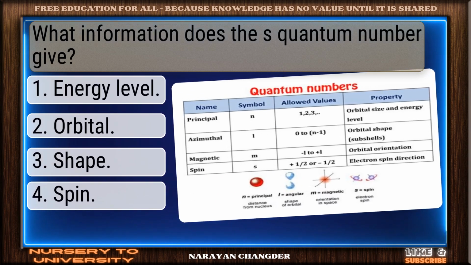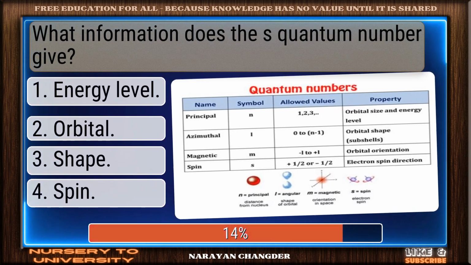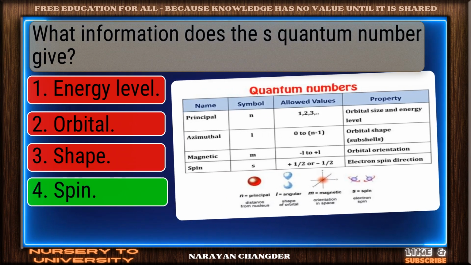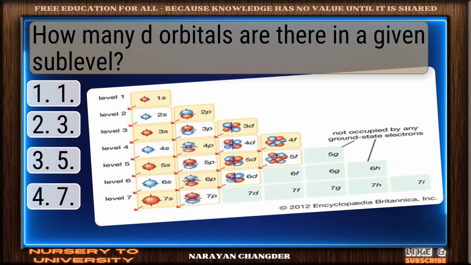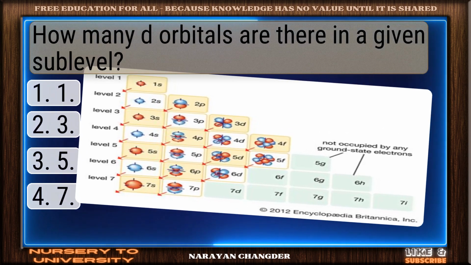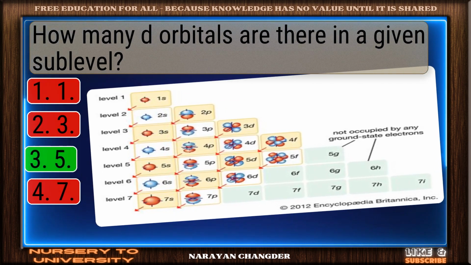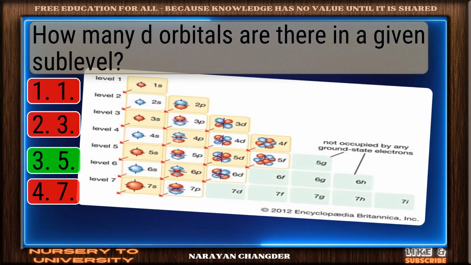What information does the s quantum number give? Bravo, spin is the answer. How many d orbitals are there in a given sublevel? Nice work. You chose 5 and it is correct.